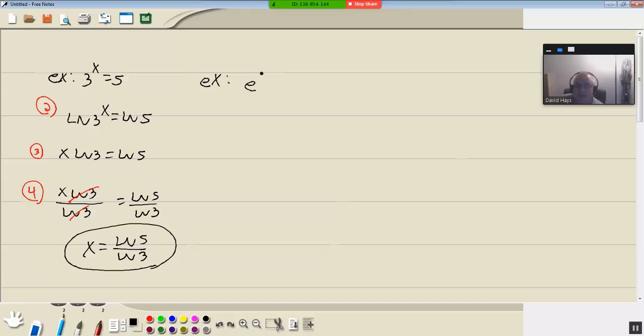Now if I had e to the x minus 3 minus 1 equals 5. Step 1: get the part with the variable in the exponent by itself on one side. This e to this power is not by itself because there's a minus 1 here. So I could add 1 to both sides, or simply take that negative 1 to the right side. It becomes a positive 1. Then 5 plus 1 is 6.